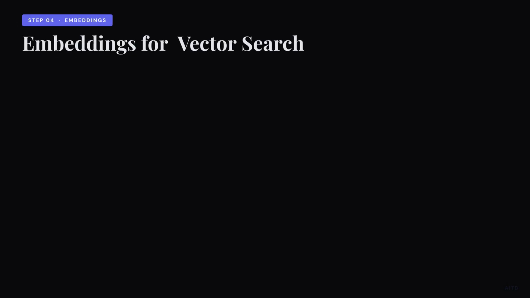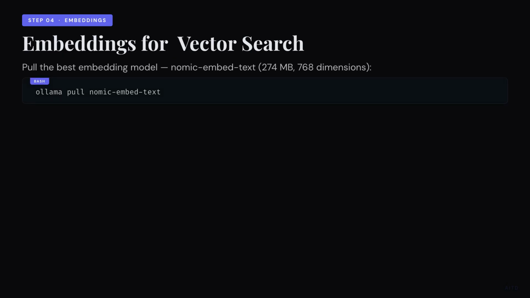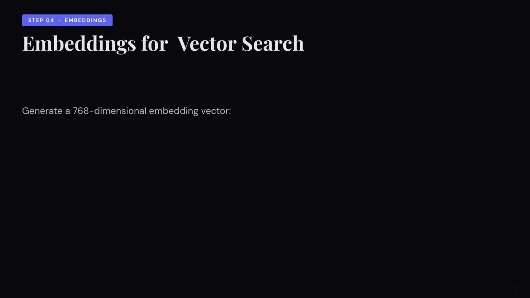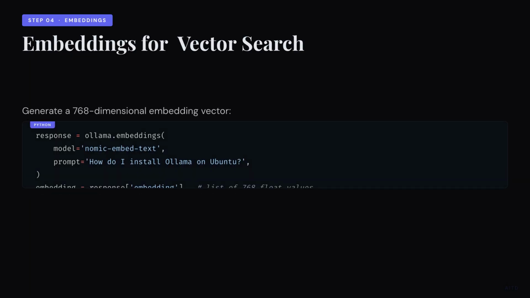Ollama can also generate embeddings. These are numerical vectors that capture the meaning of text. You use them for semantic search, RAG pipelines, and document clustering. The best embedding model in Ollama's library is nomic-embed-text. Pull it first by running ollama pull nomic-embed-text. Then call the embeddings function, pass your model name and your input text. You get back a 768-dimensional vector representing the meaning of that text.